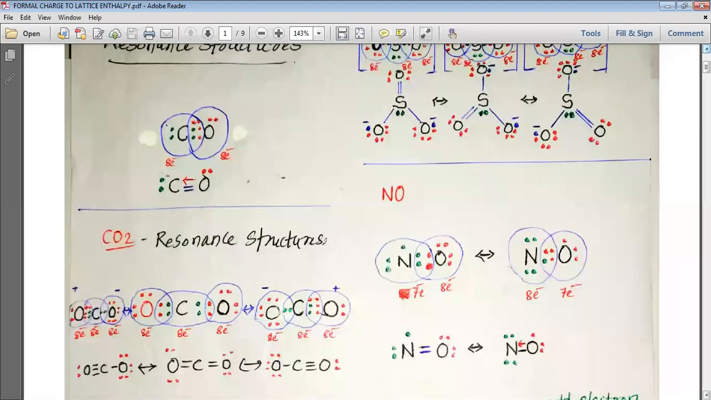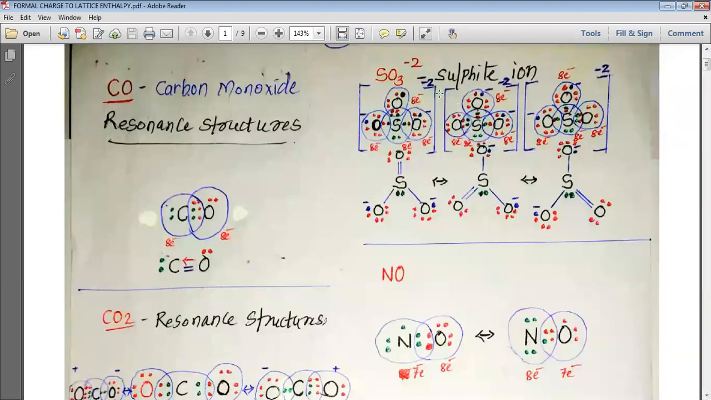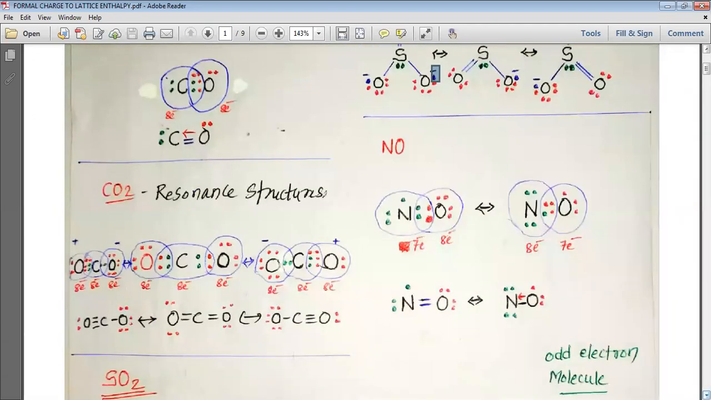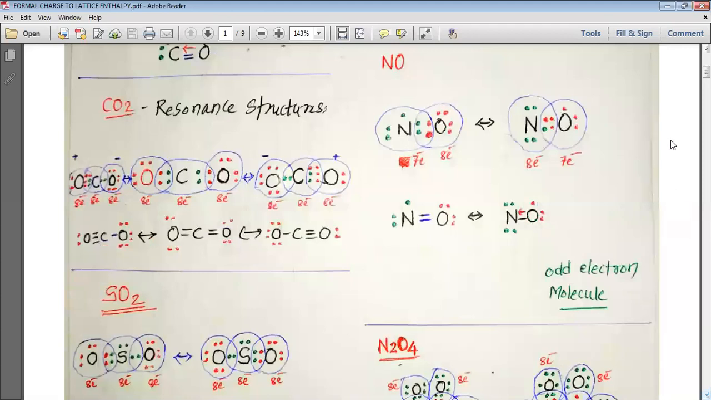Then we can move to the SO3 minus 2, that is a sulfite ion. So here in the sulfite ion, there will be only one double bond between sulfur and oxygen. The other oxygen acquires the minus charge because of the presence of the extra electron, which is represented with the blue dot. And then we can have the three resonance structures for SO3 minus 2 ion, from which we can easily derive the hybrid structures.